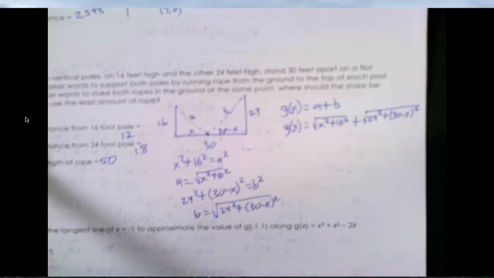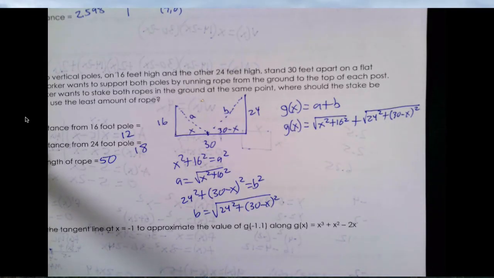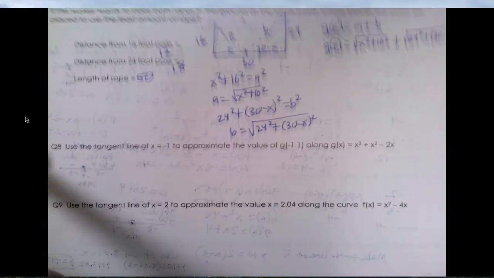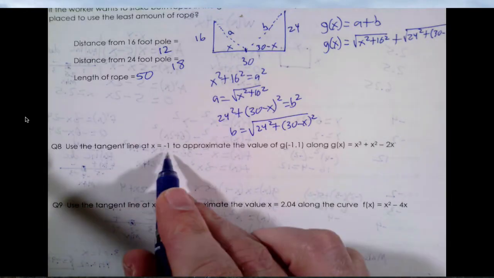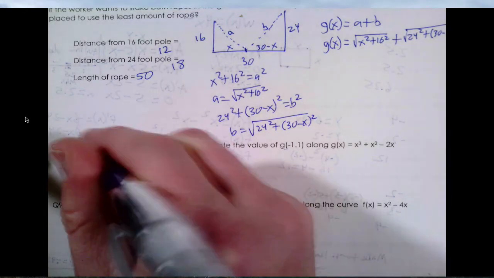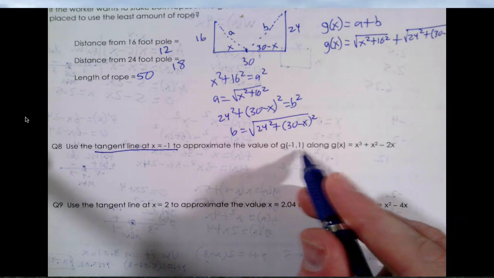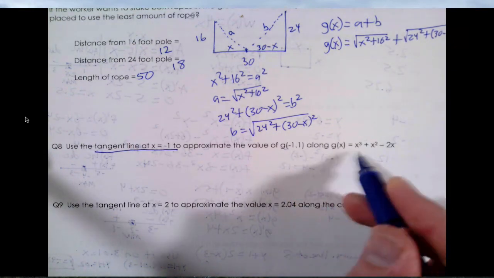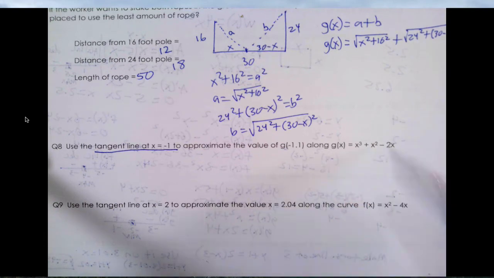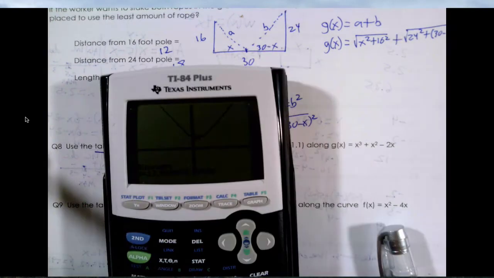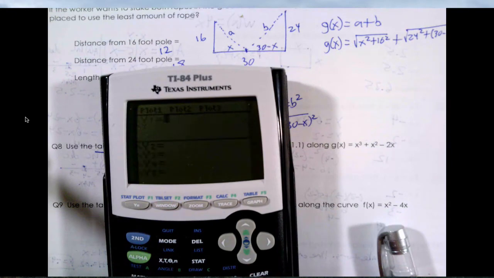All right, now we're back to differential equations. Use the tangent line at x equals -1. So we're going to set up the tangent line at x equals -1 to approximate g of -1.1 along g of x equals x to the third plus x squared minus 2x. All right, so this is a calculator section. So just go back and type in your function, x to the third plus x squared minus 2x.